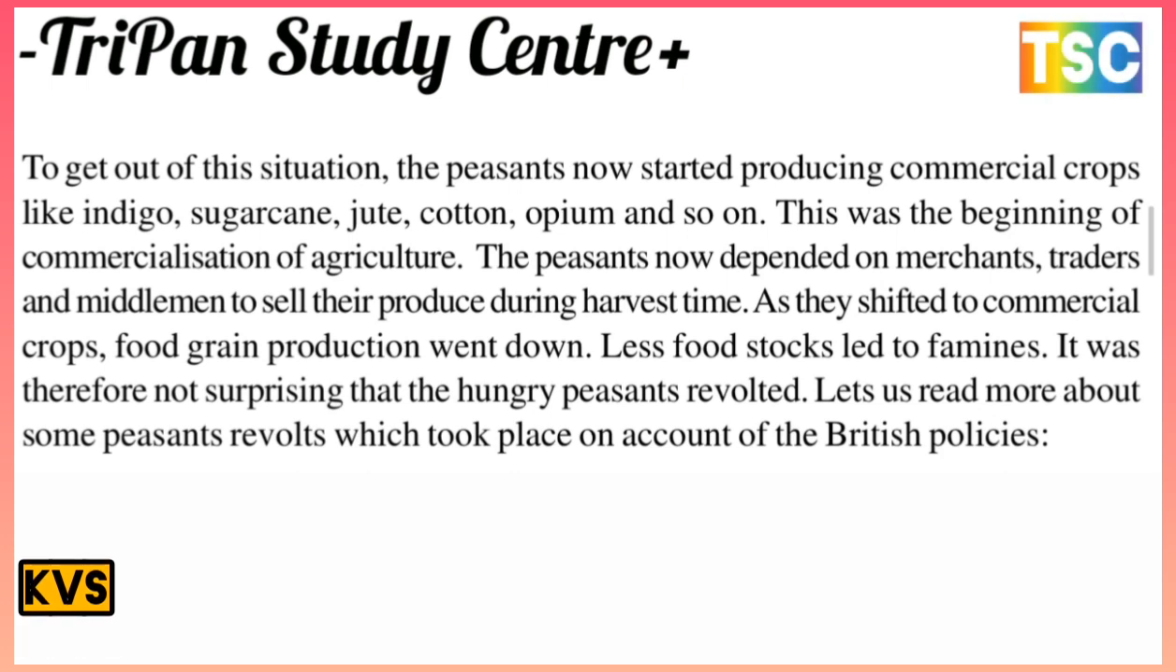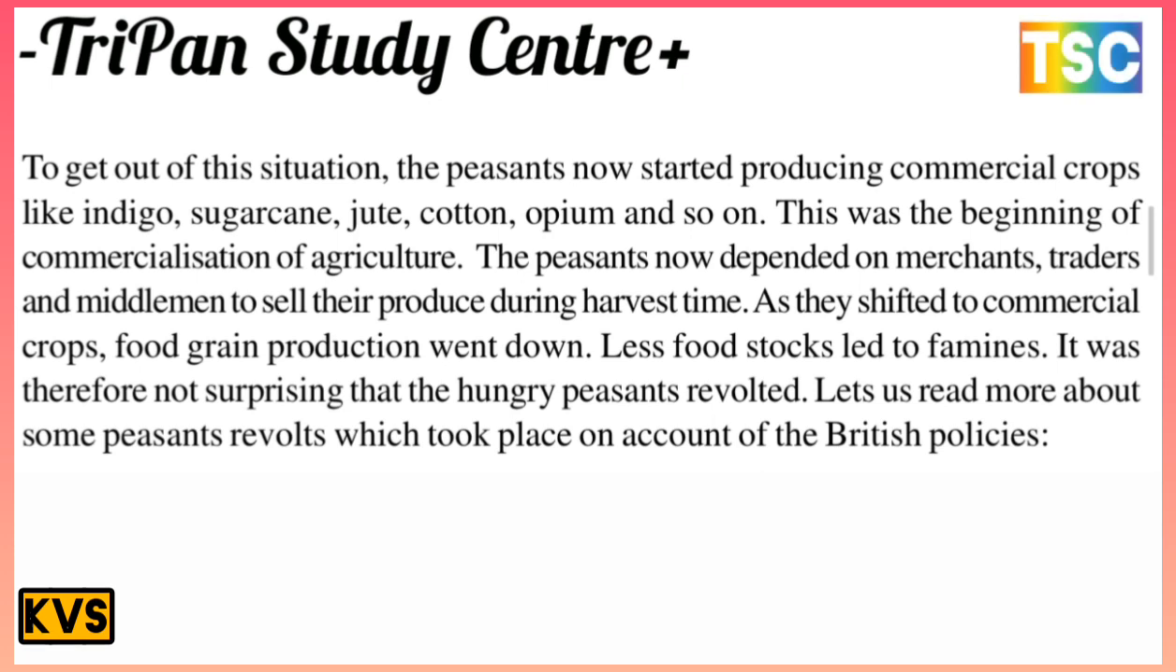To get out of this situation, the peasants started producing commercial crops like indigo, sugarcane, jute, cotton, opium, and so on. This was the beginning of the commercialization of agriculture. The peasants now depended on merchants, traders, and middlemen to sell their produce at harvest time. As they shifted to commercial crops, food grain production went down, and less food stock led to famines. It was therefore not surprising that the hungry peasants revolted.